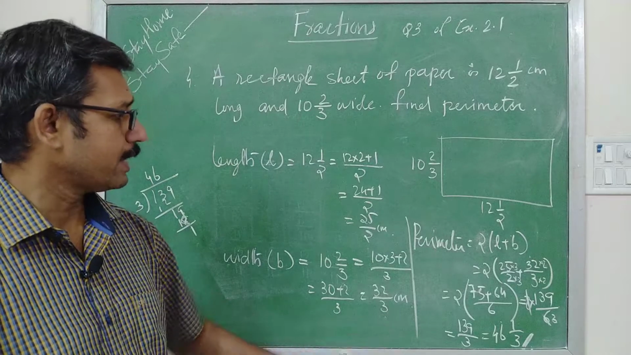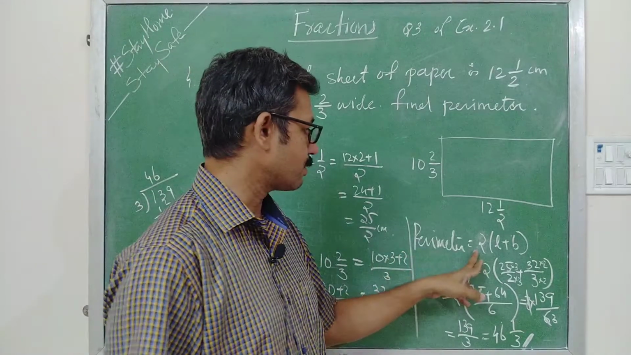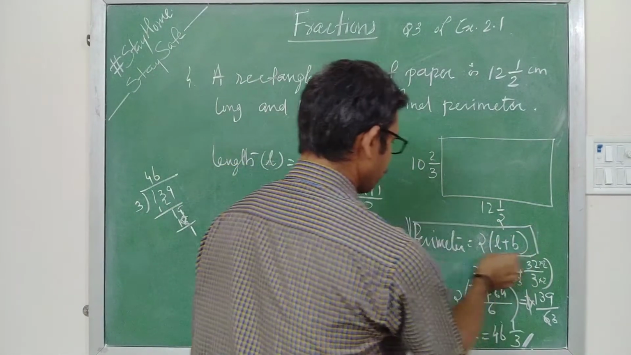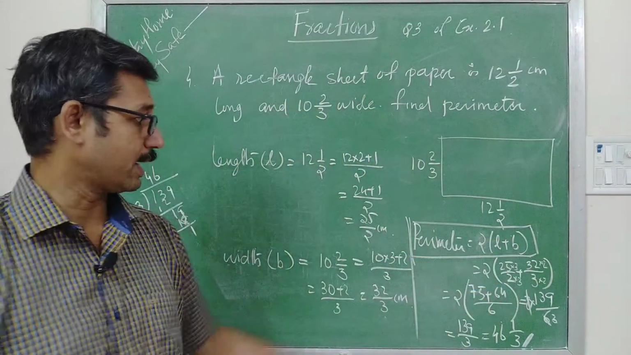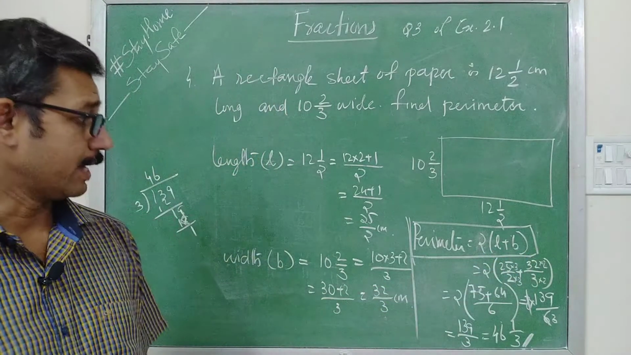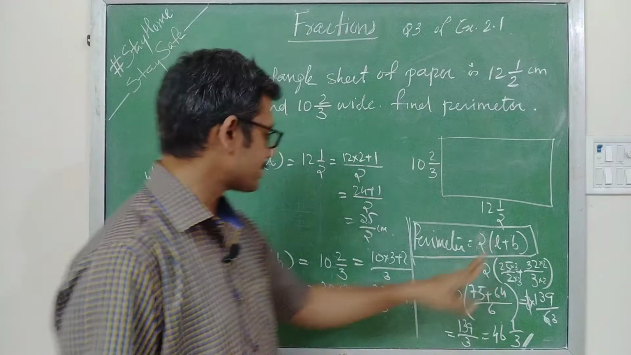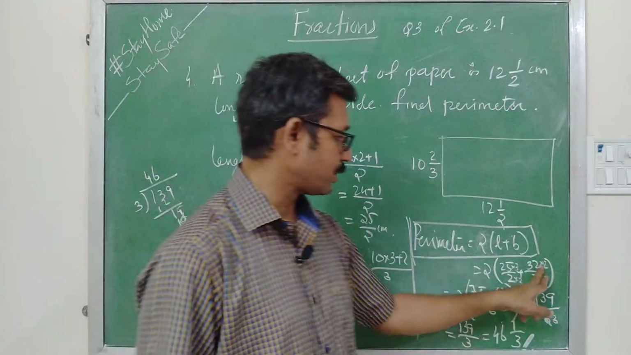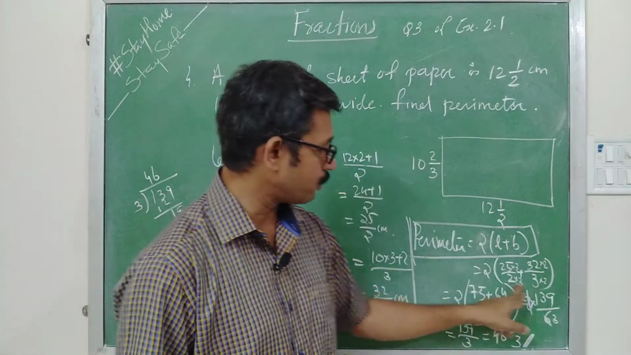Now the perimeter. Perimeter is equal to 2 into length. That is very important. You must know the formula of the perimeter of a rectangle. Perimeter of a rectangle is 2 into length plus breadth. Now that is 2 into, what is the length here? You know that is 25 upon 2, and what is the breadth here? 32 upon 3.